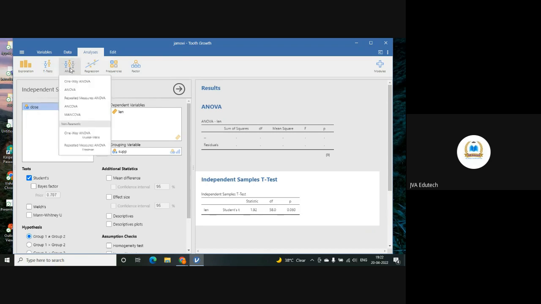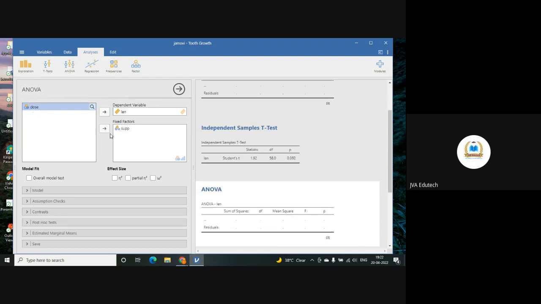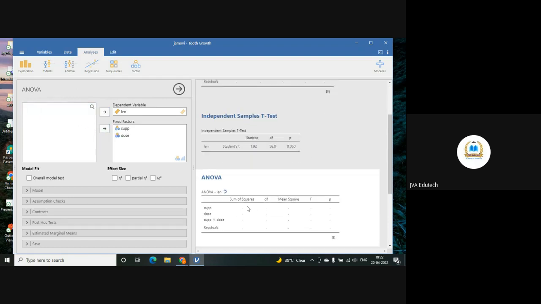But if you perform this two-way ANOVA and look at this table, supplement has a significant difference. Why? Because now there is another factor present, that is dose. Due to this, they now have a significant difference in their effect on tooth length. Similarly, different doses also have a significant difference in their effect on tooth length. And when given together, this is the interaction term, they also show a significant effect.